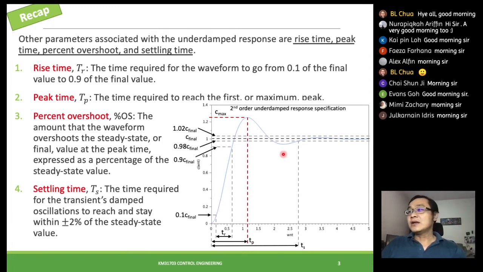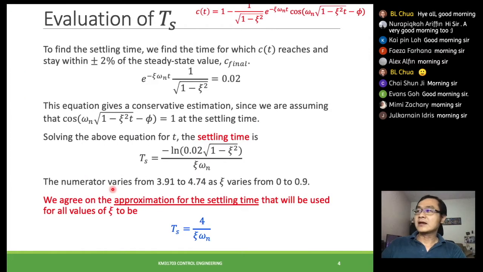And after that, we were evaluating the performance of our systems, where we use the rise time, peak time, and also the percent overshoot, as well as the settling time. So this is the continuation of where we stopped. We also want to know the performance of the second order time response by evaluating the settling time, how long it takes to settle.